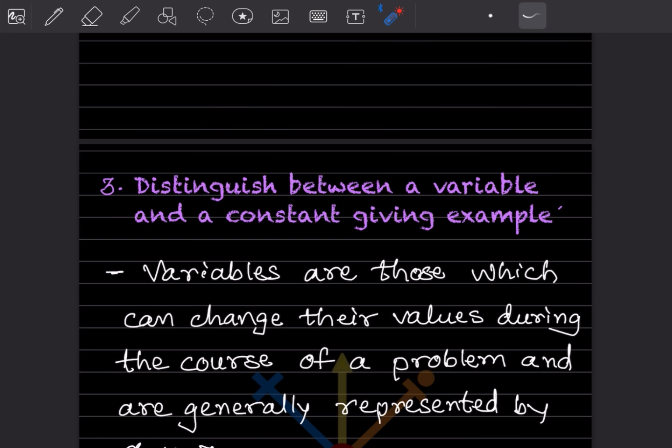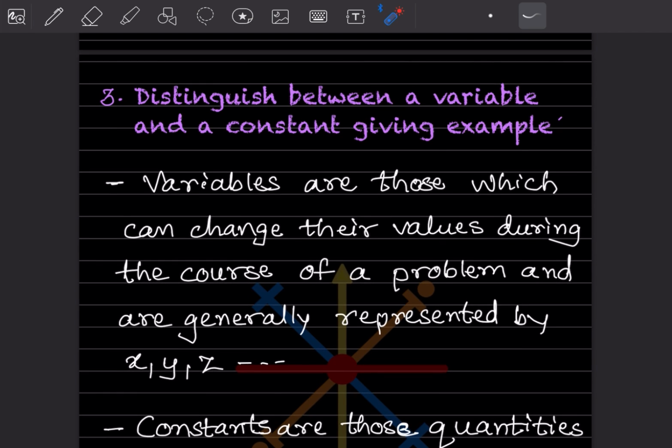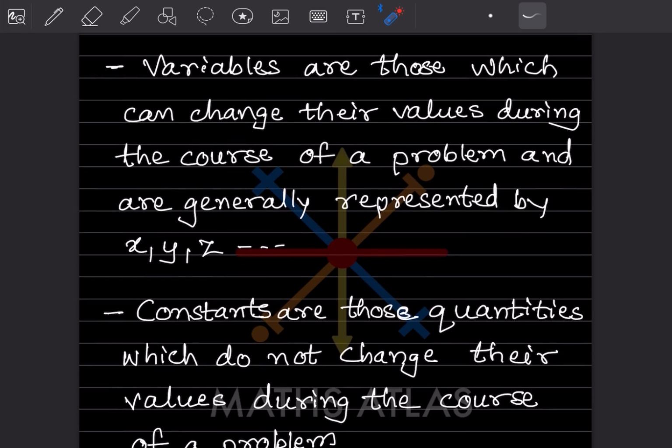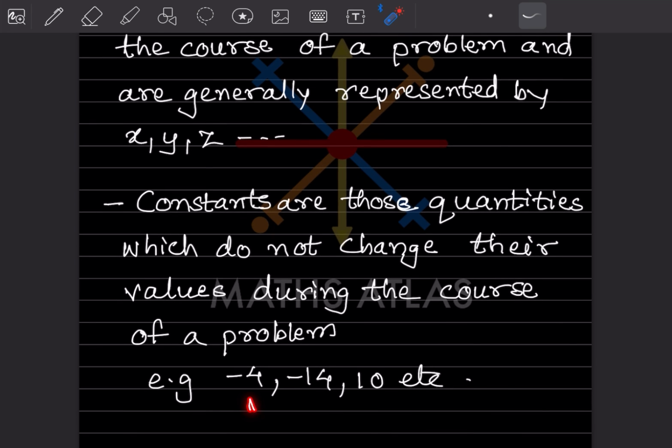Distinguish between a variable and a constant, give an example. Variables are those which can change their values during the course of a problem and are generally represented by x, y, z, as I told you before. It can be any alphabet from A to Z. So they can change their values. And constants are those quantities which do not change their values during the course of the problem. Means here, see it will be -4. This is without a variable.